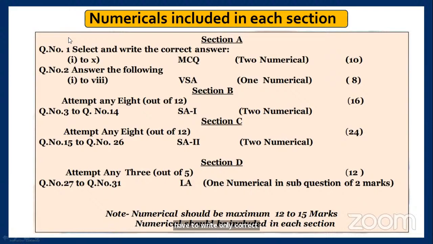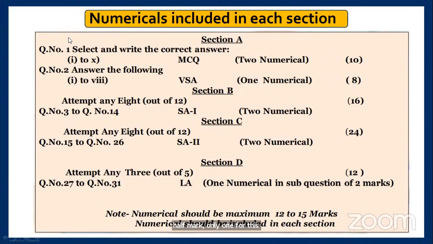In question number 2, answer the following 1 to 8, very short answer type questions. Here also 1 numerical will be asked. And total marks for this question number 2 is 8. The most important point here you have to remember, either you are getting 1 mark or 0 marks for this one. Half mark won't be given for this question.